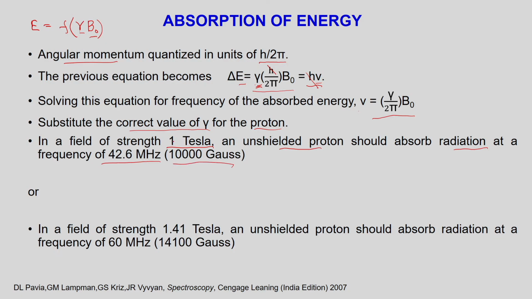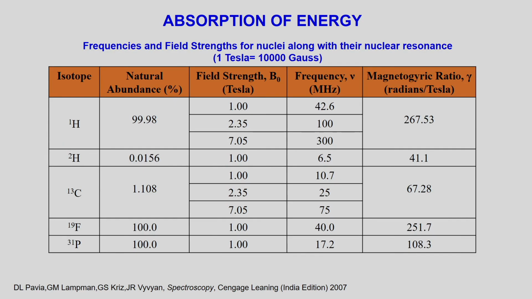Or if I increase from 1 Tesla to 1.41 Tesla, the same proton should absorb radiation at a frequency of 60 megahertz, which is equivalent to 14,100 Gauss. So, this is very important. 1 Tesla is equivalent to 10,000 Gauss, 1.41 is equal to 14,100 Gauss. So, you see that it is changing from 42.6 to 60 megahertz. This is very important. So, these are the different isotopes.